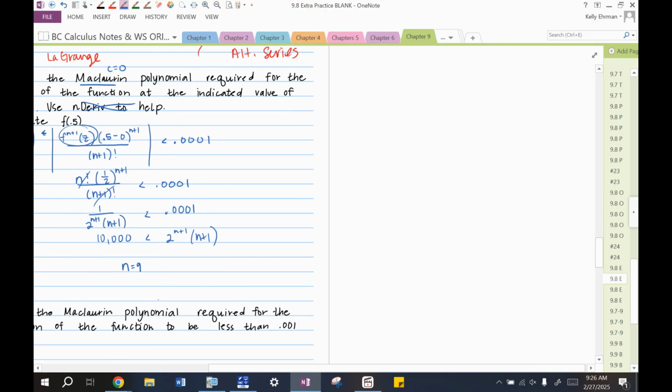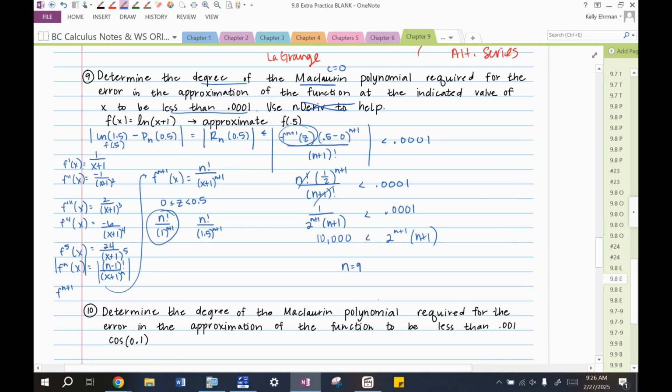Now, if we were to evaluate any of these derivatives, if you plug in 0, you're not getting 0 for any of these. So 9 will correspond with taking 9 derivatives, which will correspond with the degree 9 polynomial.